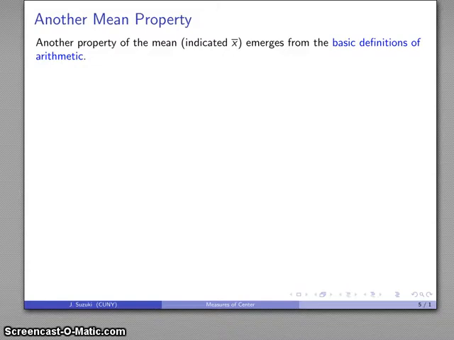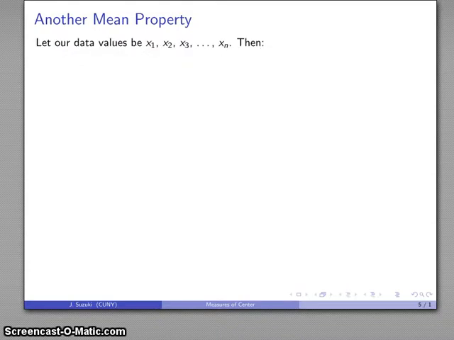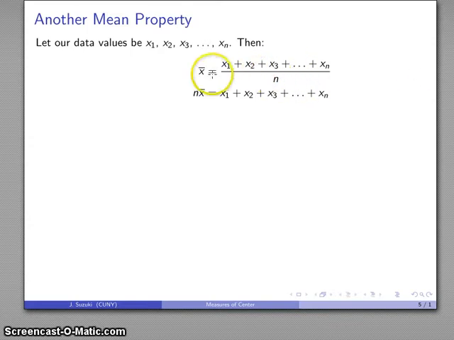And again, this emerges from the basic definitions of arithmetic as follows. Suppose I have my data values, x1 through xn. Then I'm going to calculate the mean as follows. Again, the mean is the sum of those data values divided by the number of data values. And I'm going to do a little bit of algebra. Any division corresponds to a multiplication that says n times the mean.